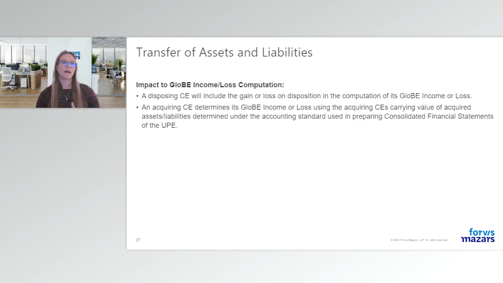So transfer of assets and liabilities, what is the impact to the GLoBE income or loss computation if this transfer is completed in the ordinary course of business? So the disposing constituent entity is going to include the gain or loss in its GLoBE income or loss, and the acquiring constituent entity will determine its GLoBE income or loss based on the acquiring constituent entity's carrying value of the assets and liabilities that are determined under an accounting standard used preparing the consolidated financial statements. So these rules apply to dispositions made in the ordinary course of business.